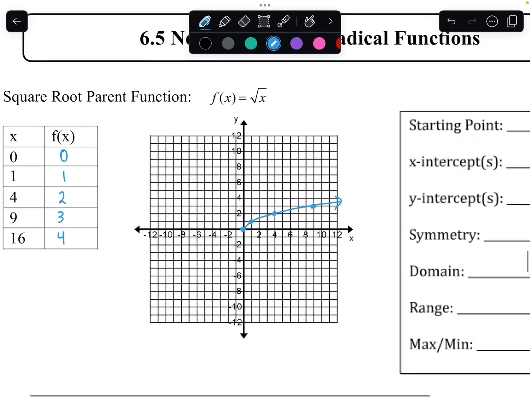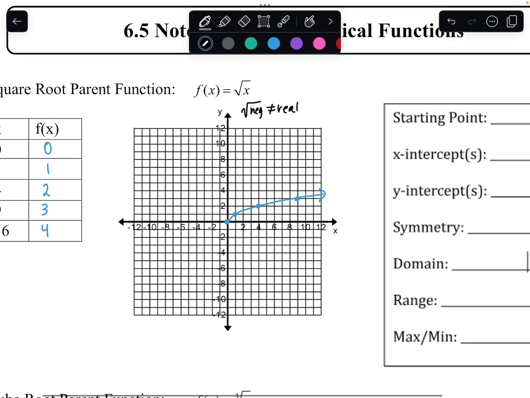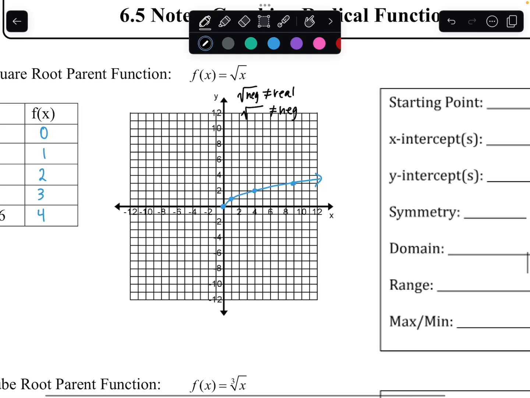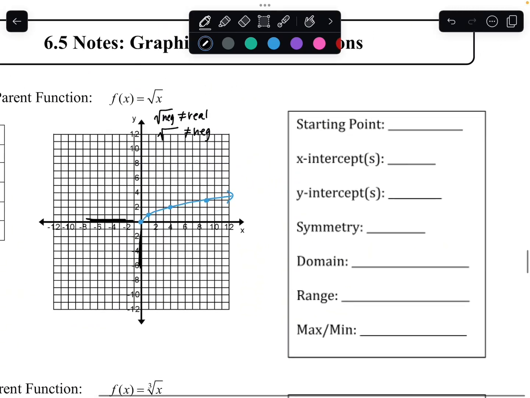And then we can't plug in negatives to a square root because the square root of a negative isn't going to be real. And so we also can't get negative outputs. And so square root of anything can't equal a negative. And so that's why we don't have anything over here or down here.